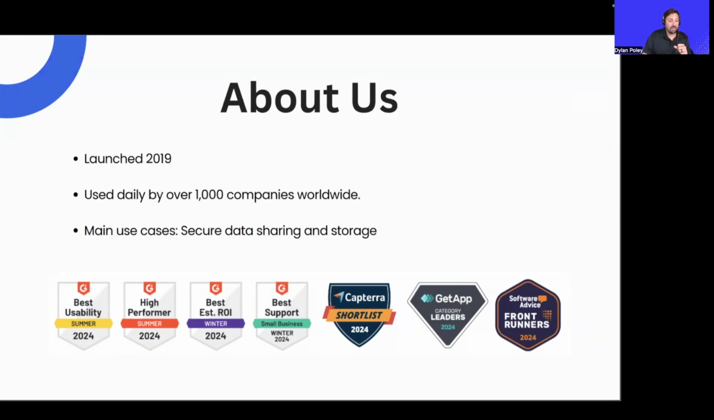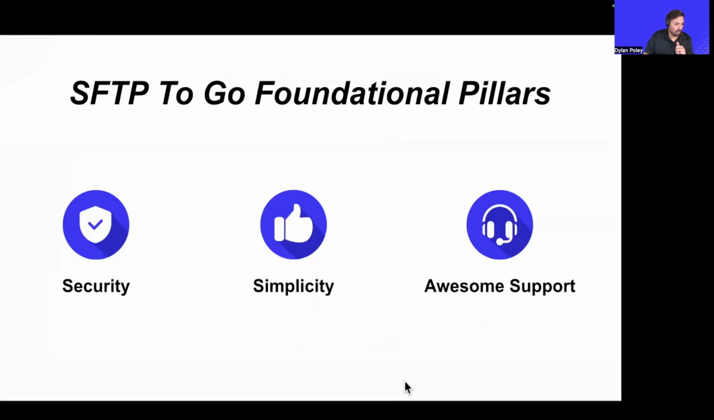We have three foundational pillars that we built SFTP To Go around: security, simplicity, and awesome support. Security is our very first priority, because we know that your data is the very lifeblood of your organization, and we really have one task here, and that's to keep your data secure over the wire and at rest.